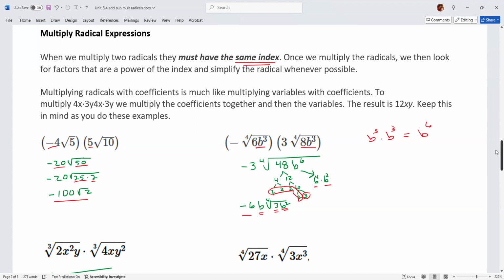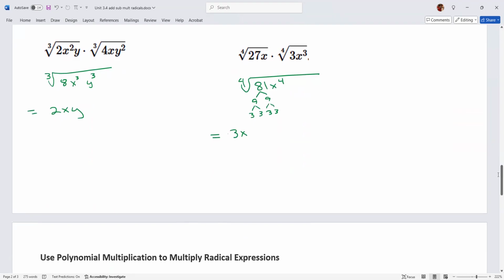Okay, let's scroll down. Same thing here. Just go ahead and multiply. They're both cube roots, so I can multiply the radicands. When I do that, I get this. All 3 of those are perfect cubes, so I just simply take the cube root of all 3.